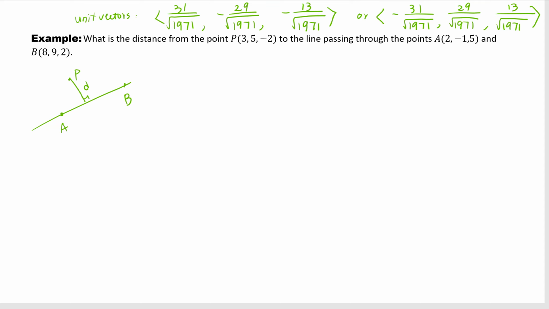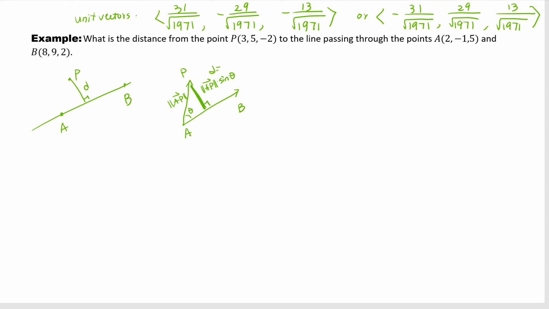So here, what can we do? We can figure out the vector AB, and we can also figure out the vector AP. Then what is this distance? If we have the magnitude of AP, and let's say this angle is theta, then the distance is the magnitude of AP times sine theta.